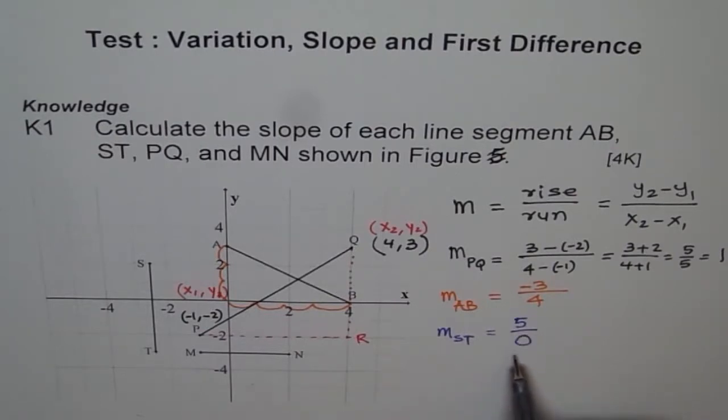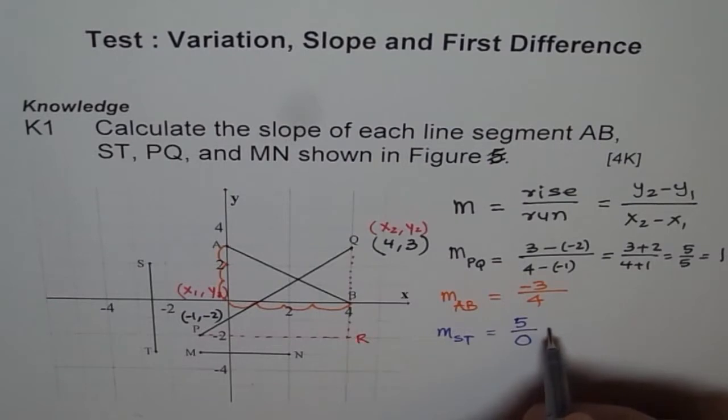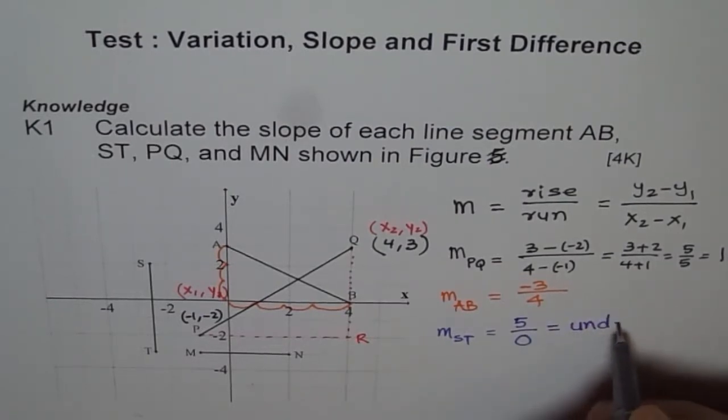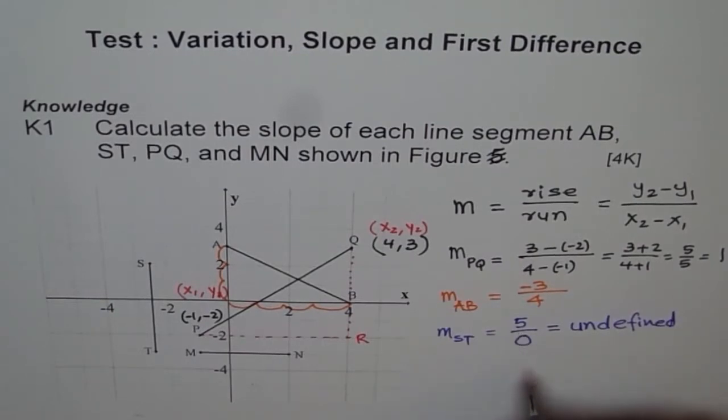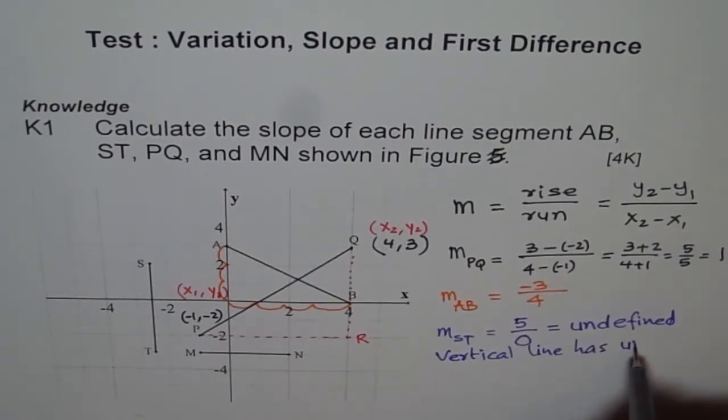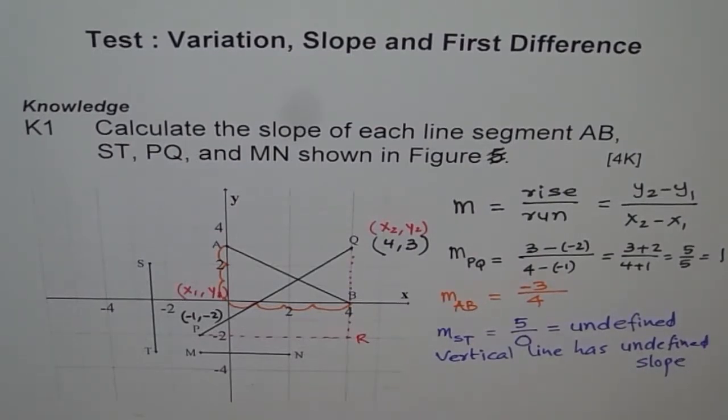Can you divide by 0? No, it will never get divided. This is undefined. So we write this as undefined. So a vertical line will have undefined slope, right? We say vertical line has undefined slope. Do you understand? That is most important. And second thing, always remember how to write equation of such a line. This particular thing is a segment. So we'll get to line and then we'll talk about equation later. But anyway, now you know it's a vertical segment ST, and therefore the slope is undefined, correct?